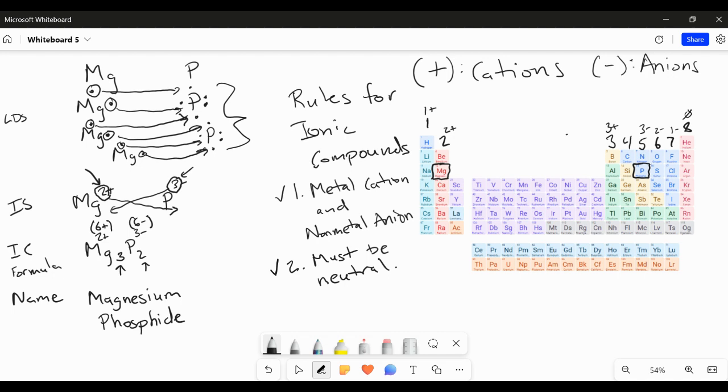So this is a strategy that we can use to comfortably diagram out how ionic compounds are going to be formed.